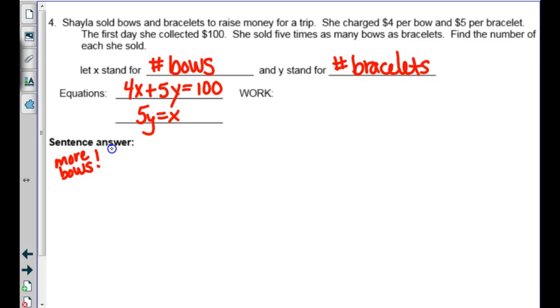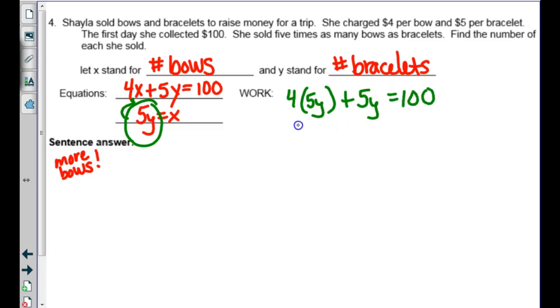All right, do you want to do substitution, or a matrix, or elimination? Yeah, it's set up pretty easily. We can put a 5y in for the x. So that would say 4 times 5y plus another 5y equals 100, which would be 25y. Did I do that right?